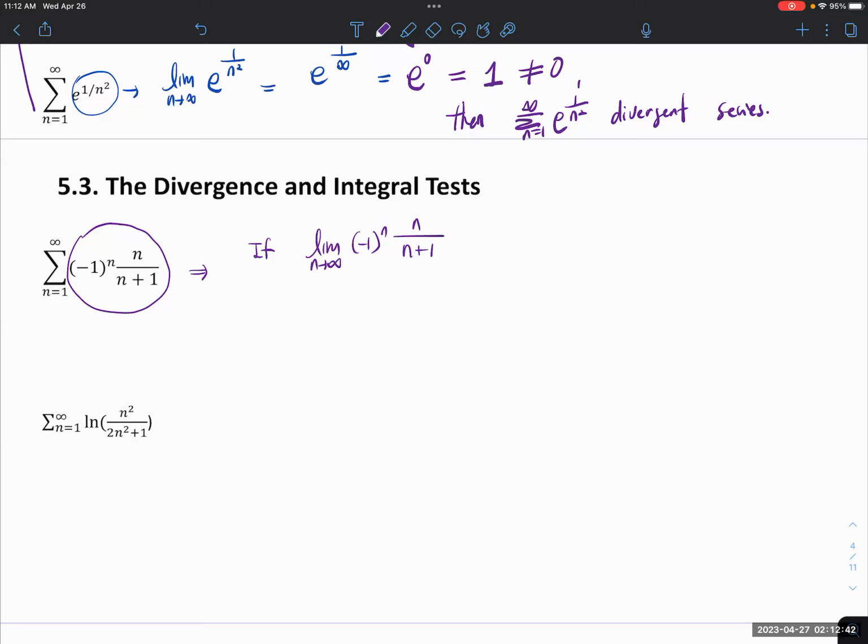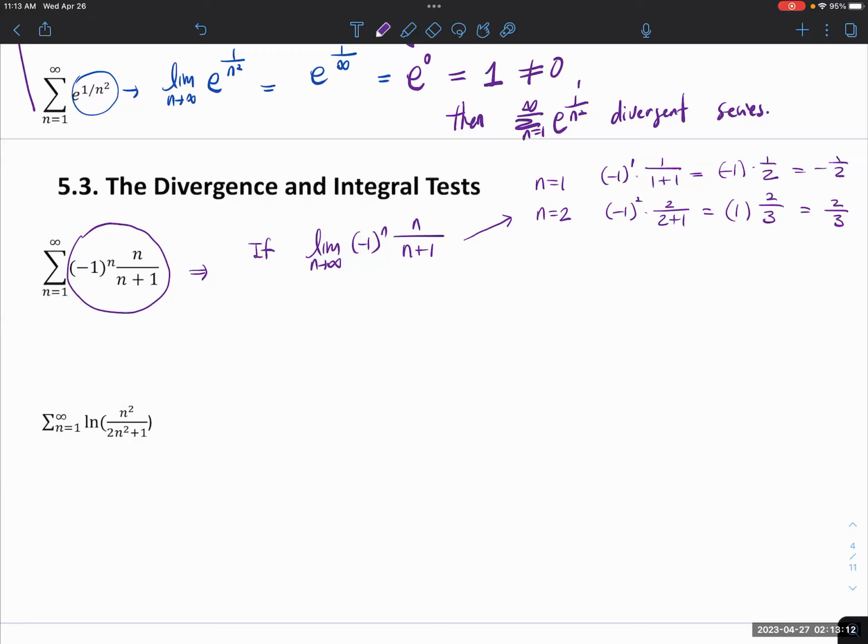So I'm going to write down a couple of partial terms. When n equals 1, (-1)^1 times 1 over 1 plus 1, so -1 over 2. If n is 2, (-1)^2 times 2 over 2 plus 1, so +1, because it's an even power, 2 over 3. So this is -1 over 2. This is 2 over 3, right?